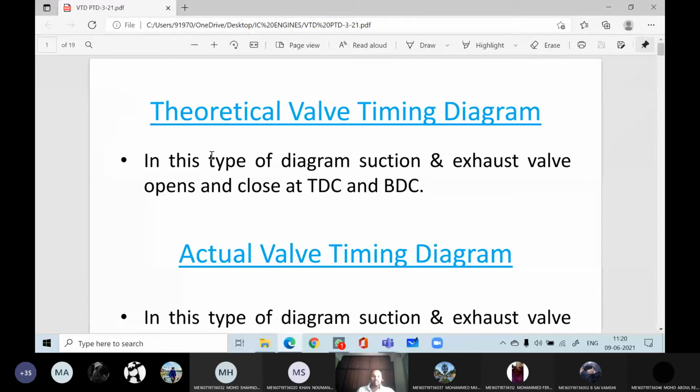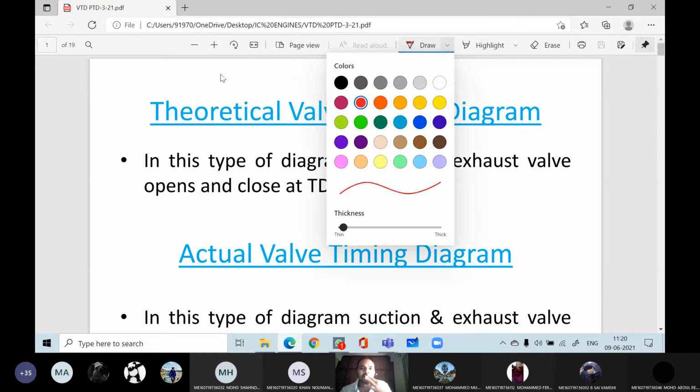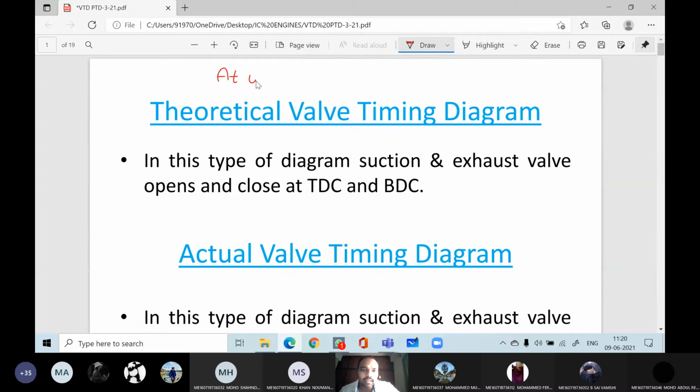Right. Now we'll discuss the valve timing diagram and port timing diagram. What is meant by valve timing diagram? It is nothing but, at what angle of crank, very important. We will do all those things in the lab.